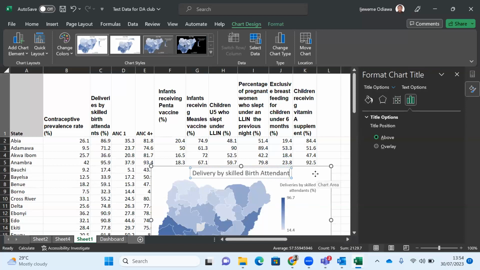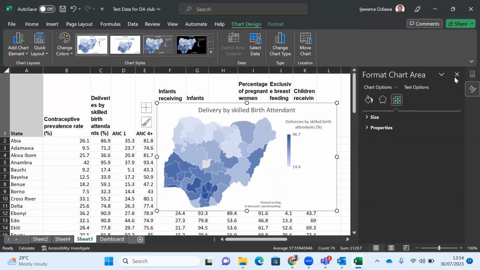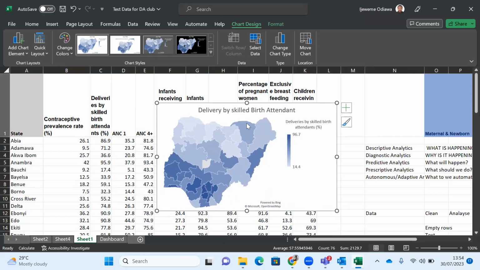So this measures, of the women that give birth in these states, how many of them were actually attended to by somebody that knows how to deliver women, right? Not by those who delivered by themselves in their house or something. How many actually saw a doctor or a nurse, right?